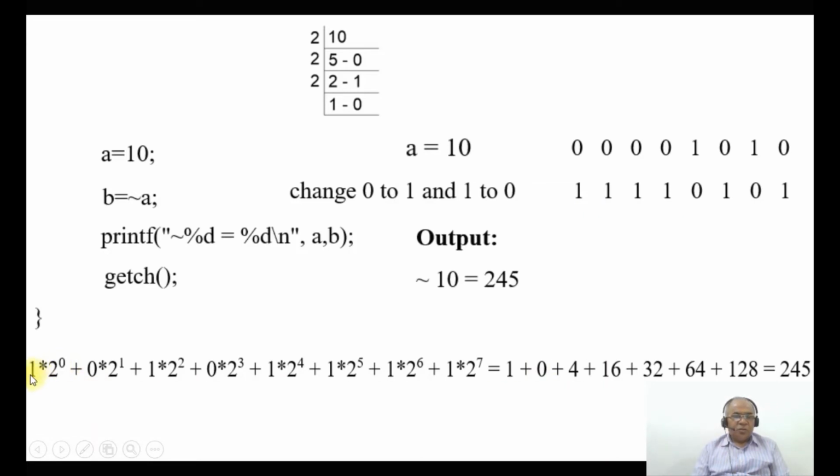So 2 to the power of 0 is 1. So 1 into 1 becomes 1, plus 0. 1 into 2 square is 4. 0 into 2 cube again becomes 0, so you need not write it. Plus 1 into 2 to the power of 4: 2 2s are 4, 4 2s are 8, 2 8s are 16. Then 2 to the power of 5 is 32. Then 2 to the power of 6, 32 into 2 is 64. And 2 to the power of 7, 64 into 2 becomes 128. So when you sum up all these, you get the value 245. So this is how the 1's complement of 10 works. It will be 245.